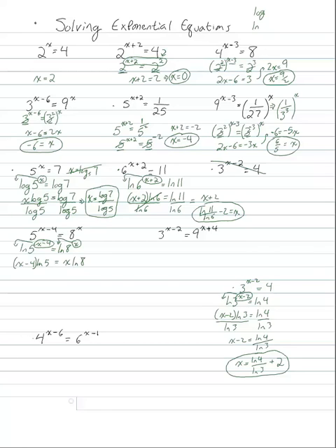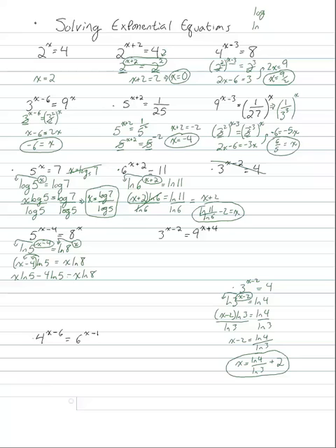Now I could divide, but I know I need to solve for x. When we solve for x, we need to get all of our x's on one side, everything else on the other. That's what solving for x means. We've been dividing before because it was an easy way. We only had x on one side. This time, because I have x on both sides, I'm not going to divide. I'm going to distribute. I'm going to get x natural log of 5 minus 4 natural log of 5 equals x natural log of 8.